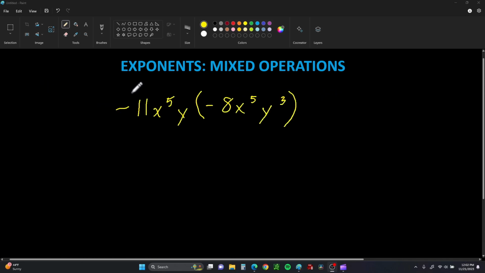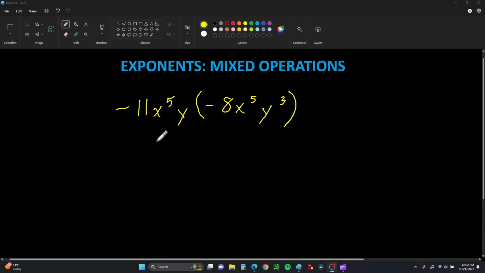So in this problem here, I have two terms being multiplied by each other. And we notice that we have negatives, we have a coefficient, we have two different variables. So what we do is we treat them as if they're different problems. And I would recommend that you look at this and you do number times number, letter times letter, the next letter times letter if there is one, and then do sign times sign. Don't try to do everything in your head all at once.